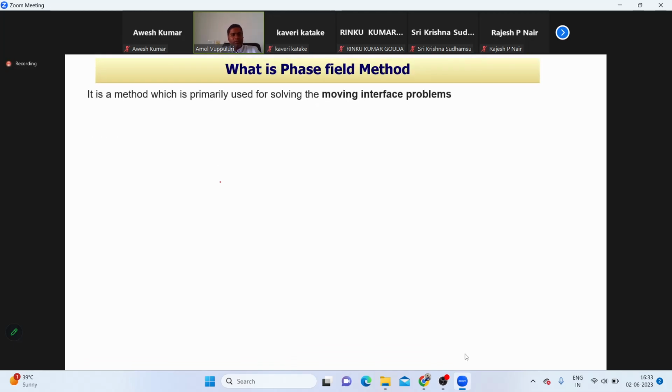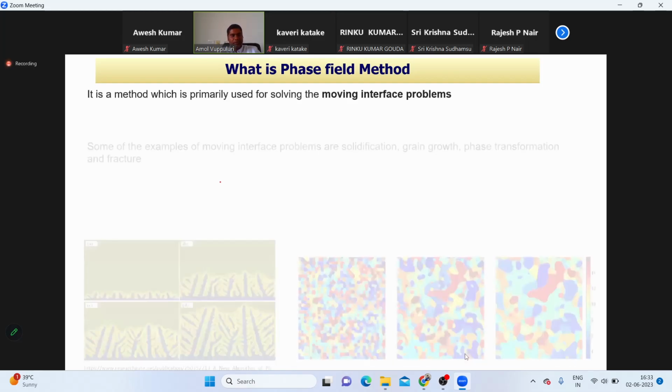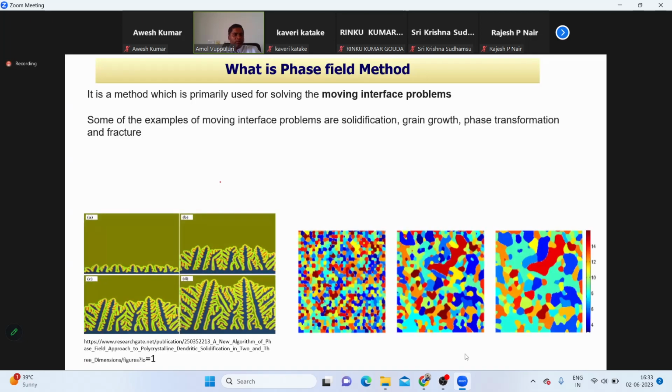So what is the phase field model? The phase field model is a method which is primarily used for solving moving interface problems. Some examples of moving interface problems are solidification, grain growth, and phase transformation. If you look at grain growth, any microstructure of a material contains several grains. When you heat it or subject it to a load, there is growth in this microstructure. Some grains start growing and some grains start shrinking. So there is an interface which always moves. Wherever there is a moving interface problem, there is a possibility to introduce a phase field model to study the evolution of a component.